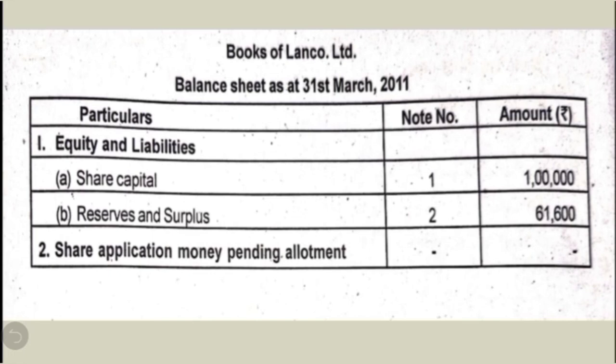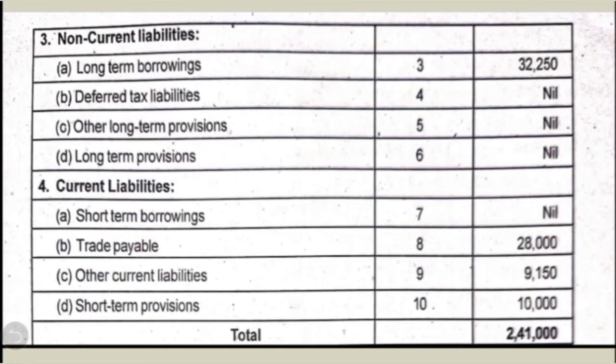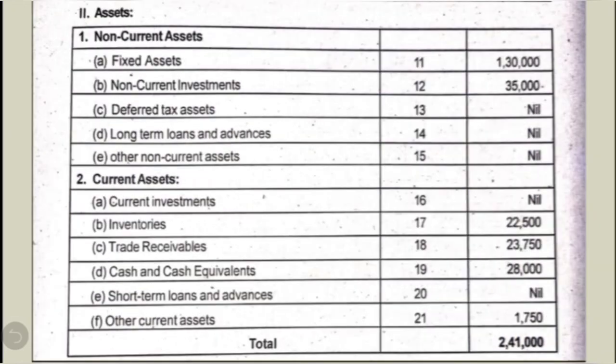Now we are going to show in the fourth step the balance sheet from note number 1 to note number 21. First heading is equities and liabilities. Note number 1 is share capital 1 lakh. Note number 2 61,600 reserves and surplus. Note number 3 is long term borrowings 32,250. 4, 5, 6, 7 is nil. Note number 8 is 28,000. Note number 9 is 9,150. Note number 10 is 10,000. So total comes to 2,41,000.